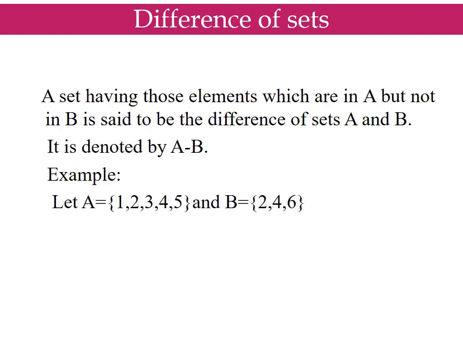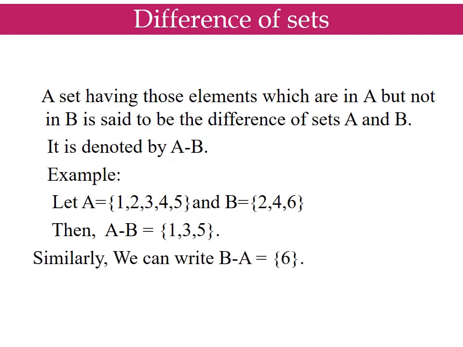Take one example. Let A is equal to 1, 2, 3, 4, 5 and the set B having elements 2, 4, 6. What is the answer for A minus B? It is very simple. 2, 4, 6 we simply eliminate from A. Then A minus B is equal to 1, 3, 5. Similarly, we can find out B minus A also. So B minus A is 6.